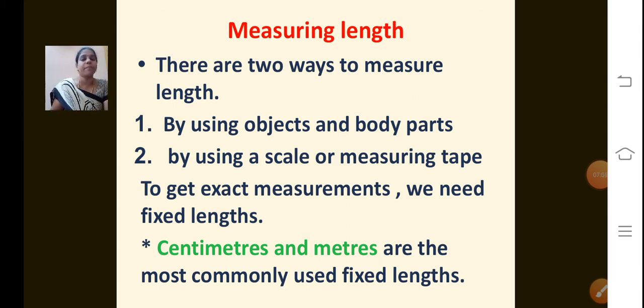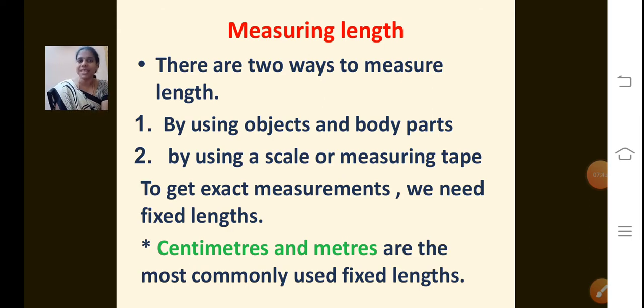To get exact measurements, we need fixed length. So to get the exact measurement, we need some fixed length, right? So this is about 1 centimeter, 2 centimeter. We need some fixed length to measure, isn't it? So how will you measure your height? Yes, we can use a measuring tape to measure your height. You need some fixed length, right? So we can use some ruler or a measuring tape.